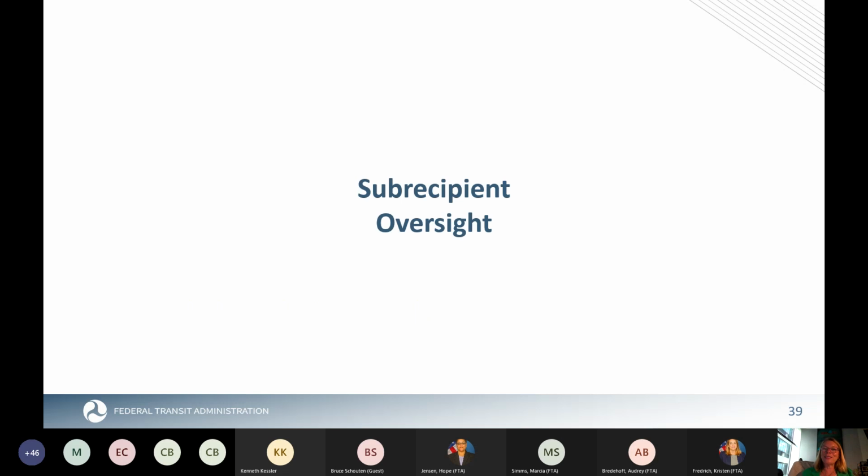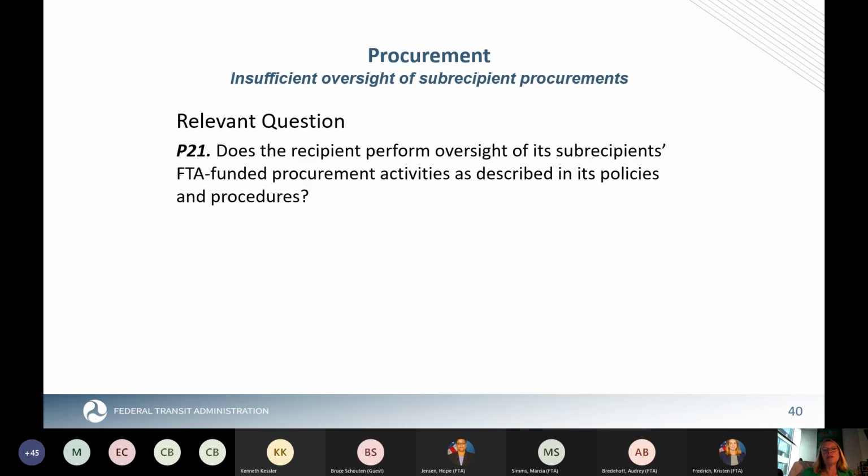All right, so the last area of deficiencies that we're going to cover is subrecipient oversight. So the relevant question here is, do you perform oversight of your subrecipients for their FTA-funded procurement activity? So first of all, it's important for you to understand if you have subrecipients. Quite often, if you're in the procurement office, you may not be that familiar with whether or not your agency has subrecipients in its FTA program. These are not subcontractors, these are subrecipients.